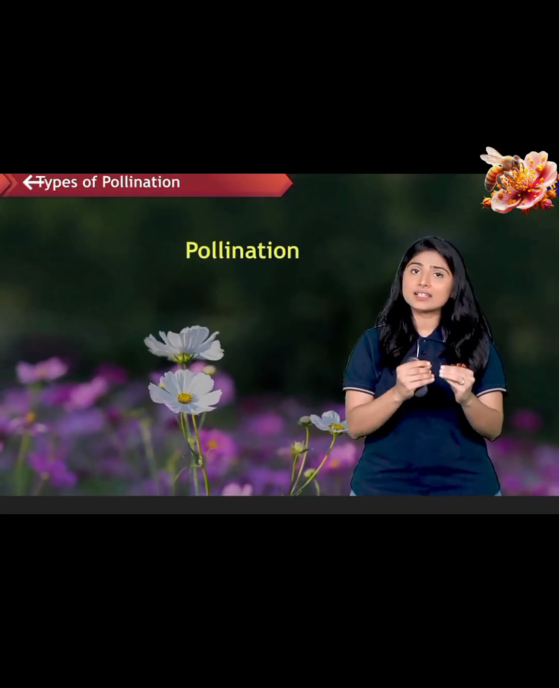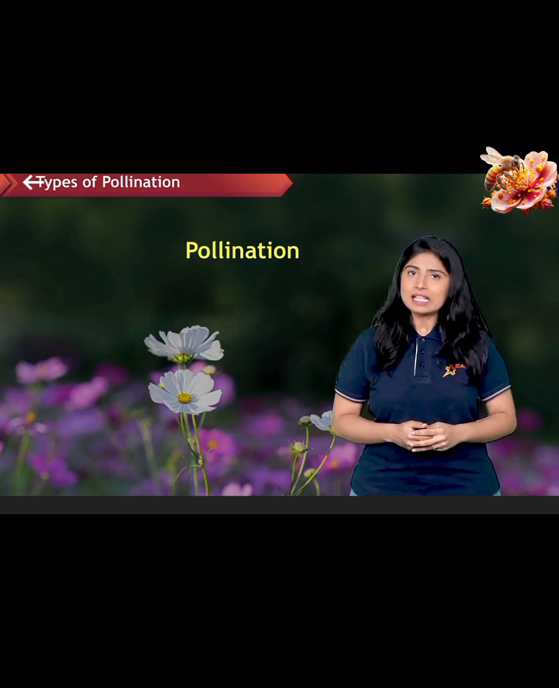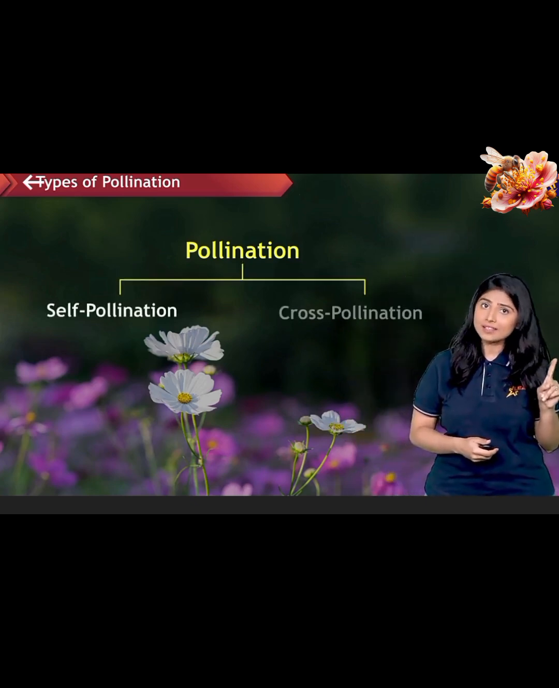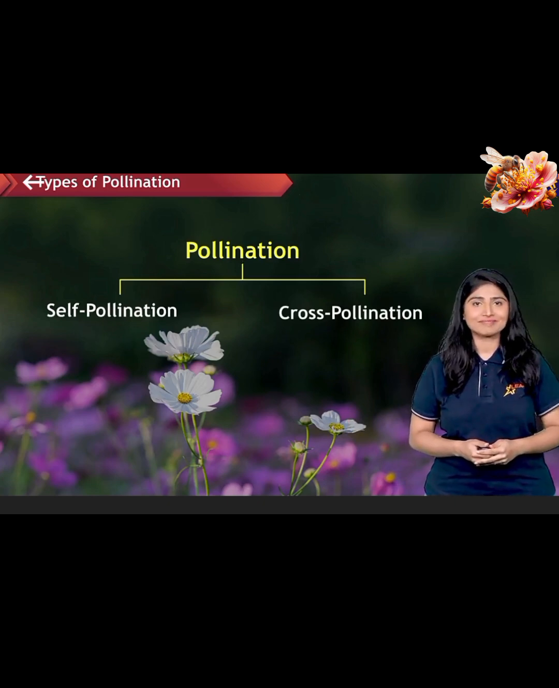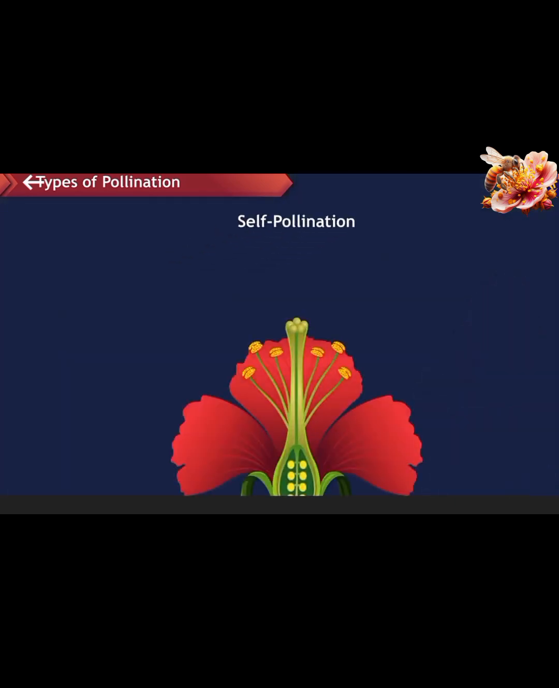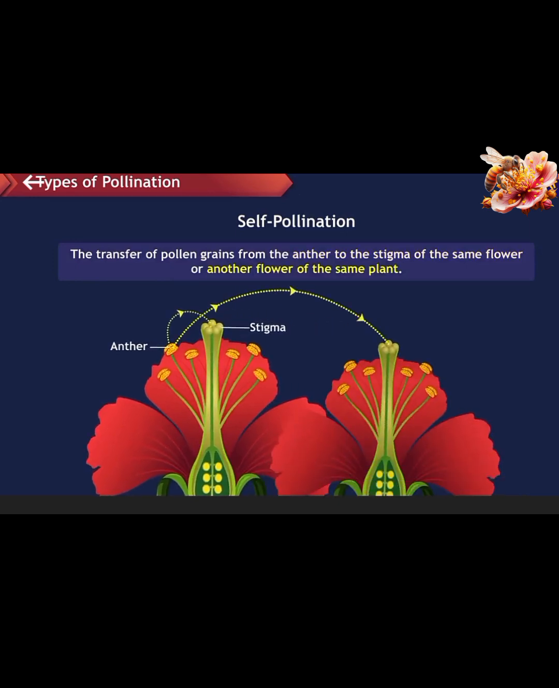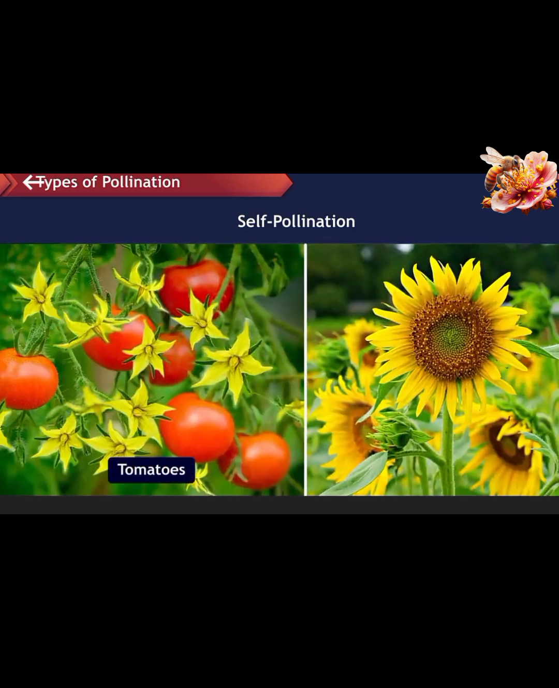Now, let's understand how pollination occurs in plants. There are two types of pollination: self-pollination and cross-pollination. In self-pollination, pollen grains are transferred from the anther to the stigma of the same flower or another flower of the same plant. Self-pollination occurs in plants such as tomatoes and sunflowers.